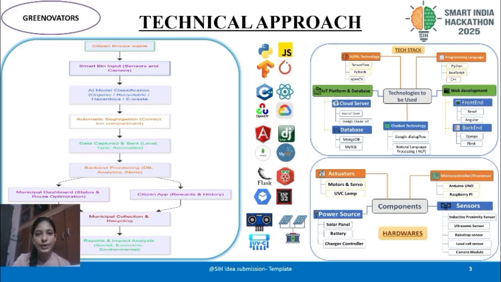The first one is the ultrasonic sensor, which is used to identify the level of waste in the bin. The second one is the inductive proximity sensor, which identifies metal as well as e-waste. The third one is the raindrop sensor, which differentiates between wet and dry waste. The fourth one is the load cell. These are all connected with the Arduino Uno and programmed accordingly. The last one is the camera module, which is used to identify the type of waste and is connected with the Raspberry Pi. After analyzing the type of waste, it automatically gets separated with the help of a servo motor.